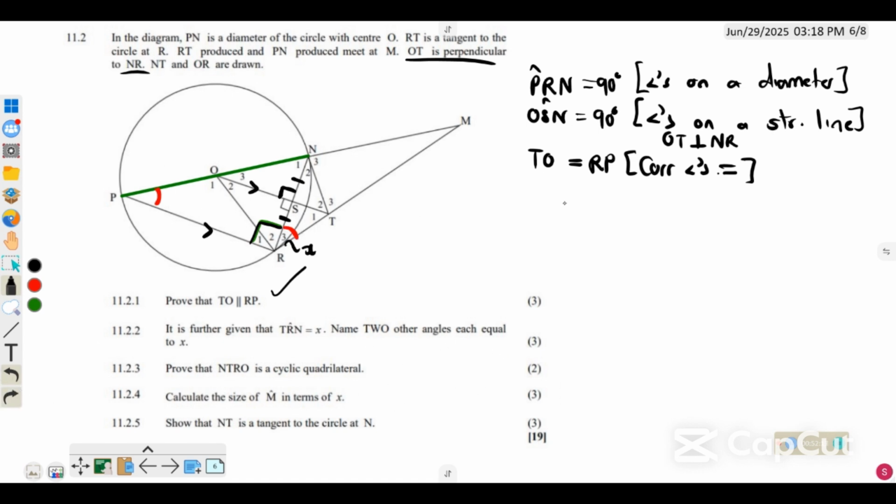The first one we've already found, which is angle P. Angle P is equal to what? Angle P is equal to angle R3, and they are both equal to X, and this is the tangent-chord theorem. Right, so this should be the tangent-chord theorem.